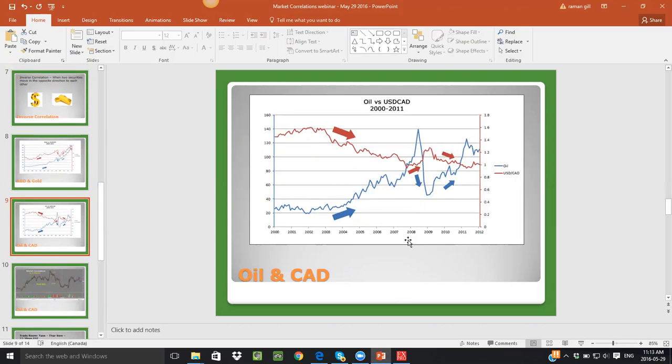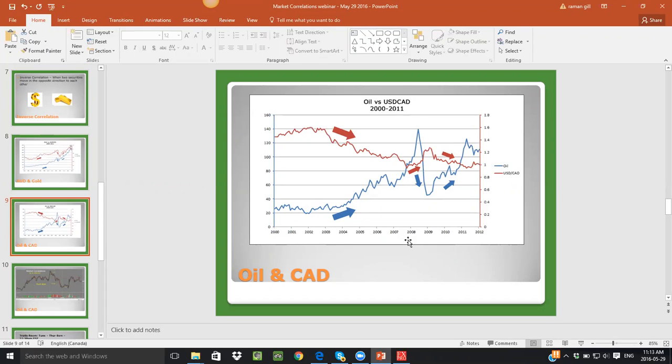Canada is a resource economy, so we are heavily dependent on our resources. It used to be forestry before, and now it's oil. Oil is one of the main exports for Canada, and the largest customer for Canada in terms of oil is the US.